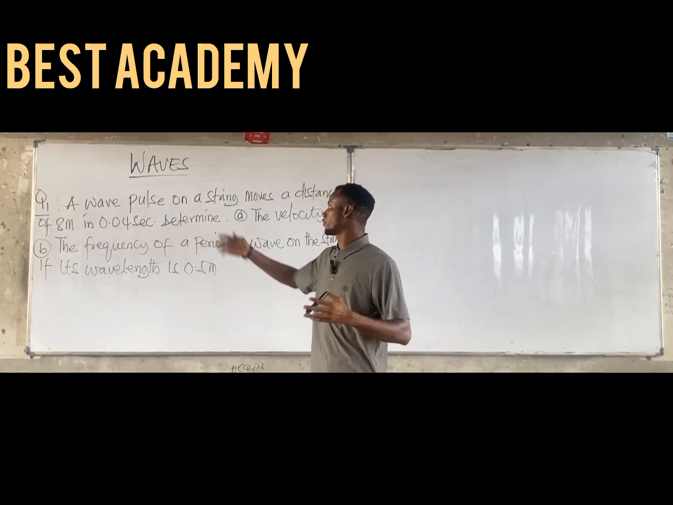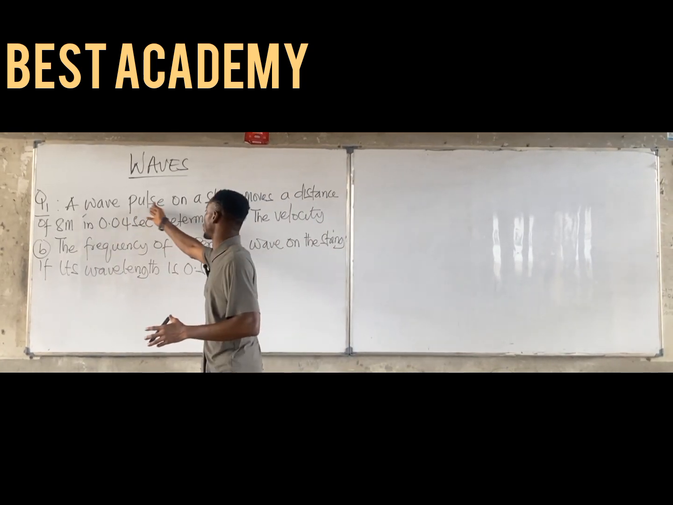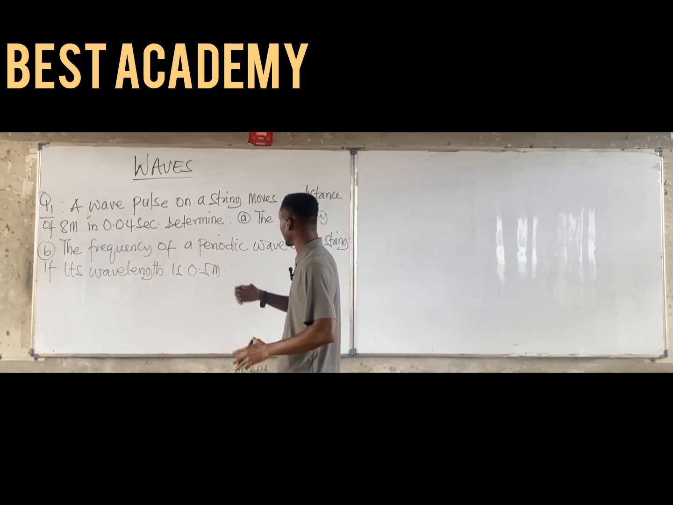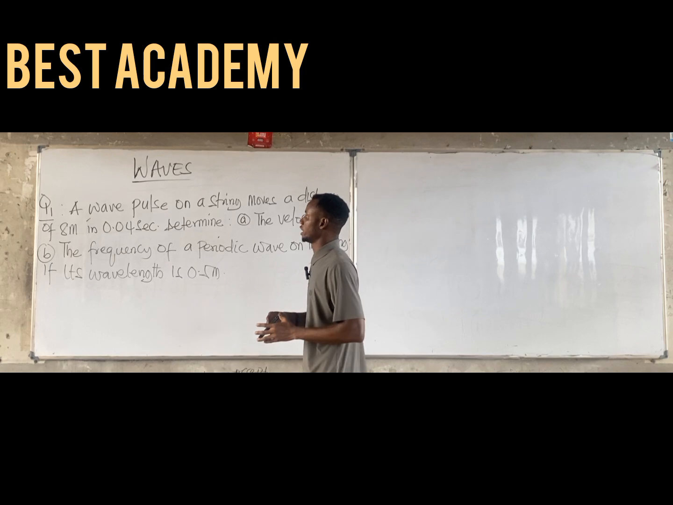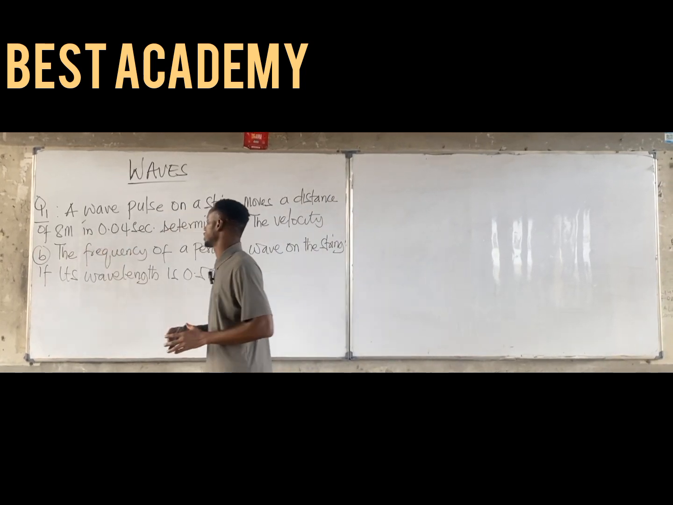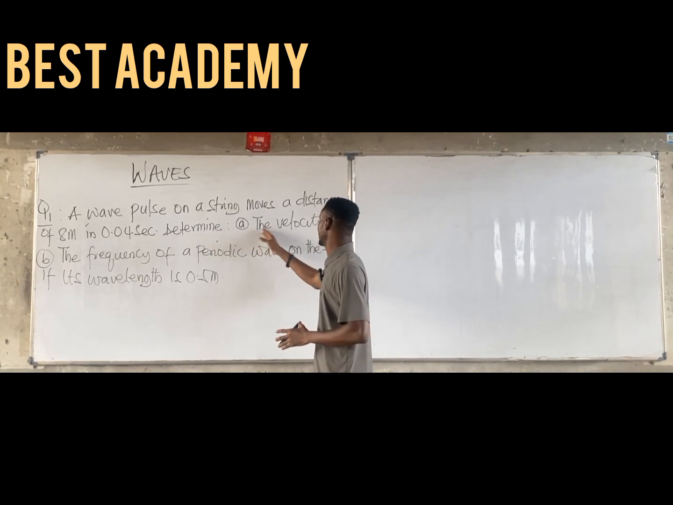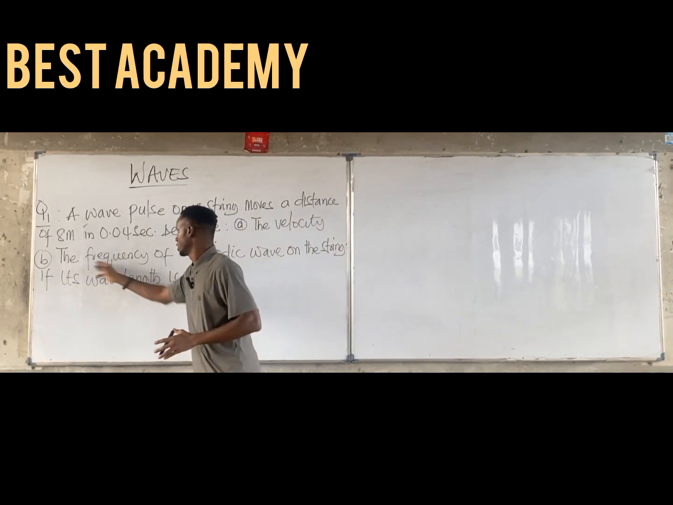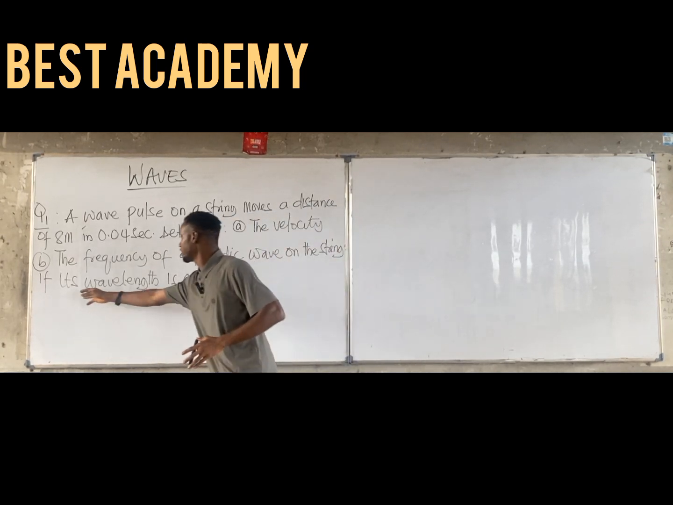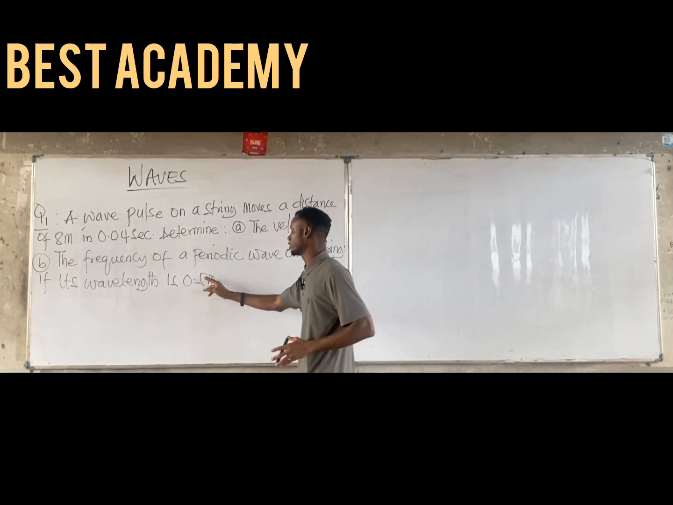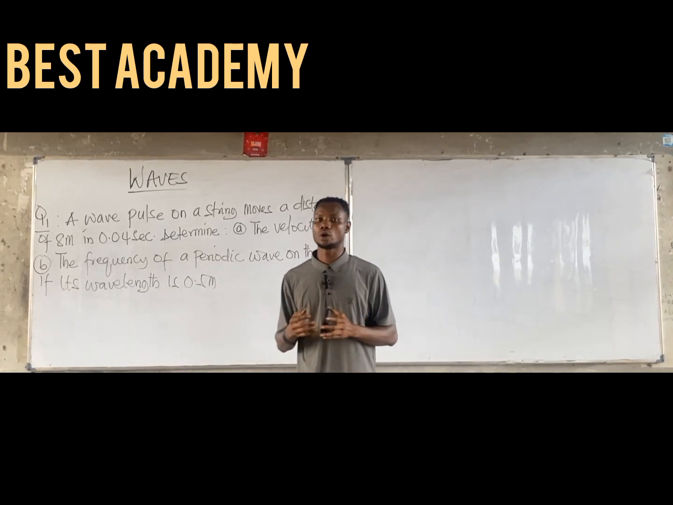Okay, let's solve this question here, question 1 in terms of wave. A wave pulse on a string moves a distance of 8 meters in 0.04 second. Determine A, the velocity, and B, the frequency of a periodic wave on a string if its wavelength is 0.5 meter. Now, we are going to apply most of our wave parameters here.